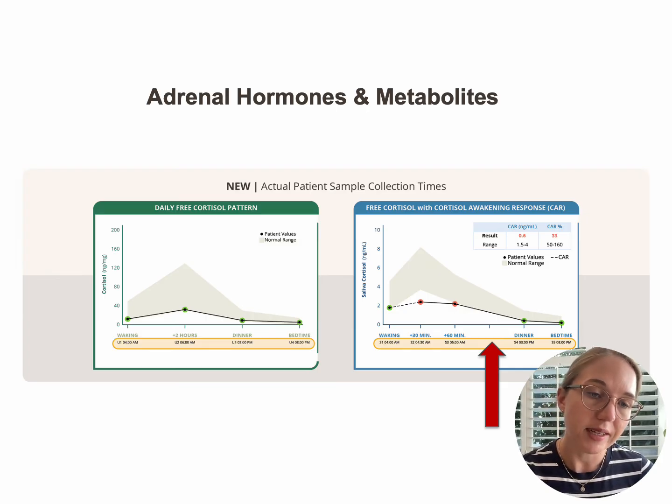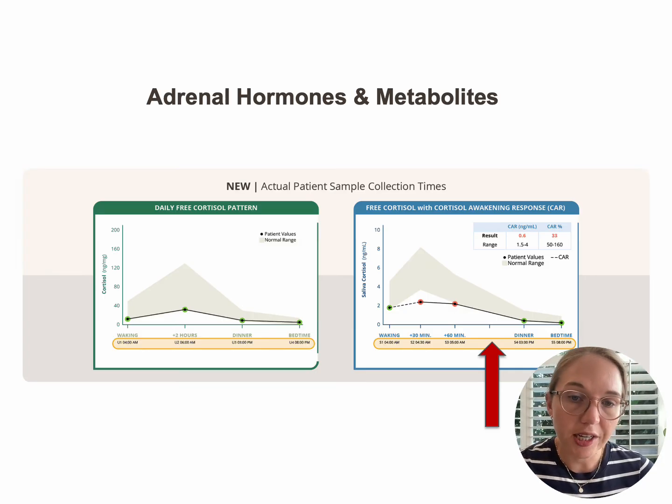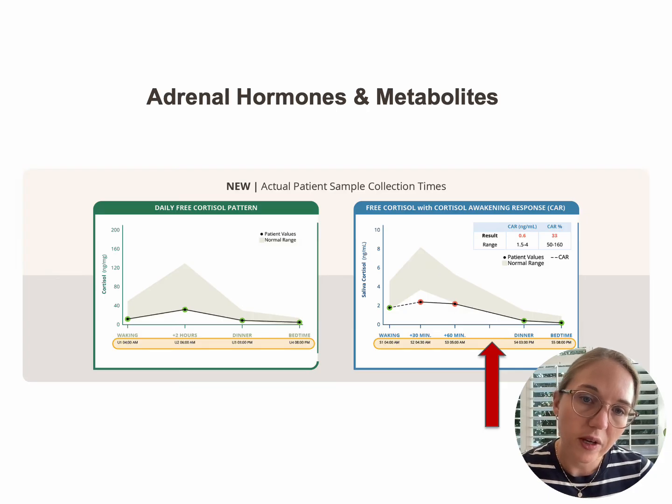You'll see the specific times that the patient collected the sample listed on the x-axis. So that is the time they collected that specific sample, which also makes it easier for practitioners to understand potential collection errors and that kind of thing. And then in the Dutch Plus, you'll see in the top right-hand side there is also a percentage cortisol awakening response rise, which does make it easier.